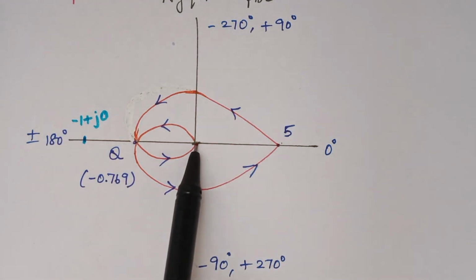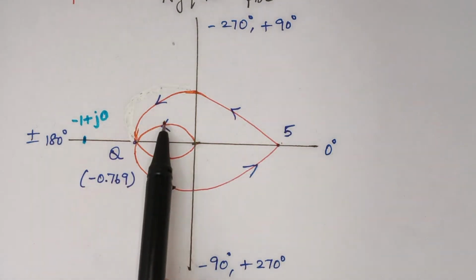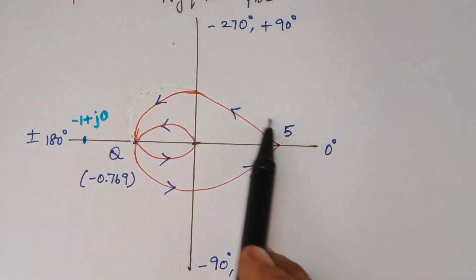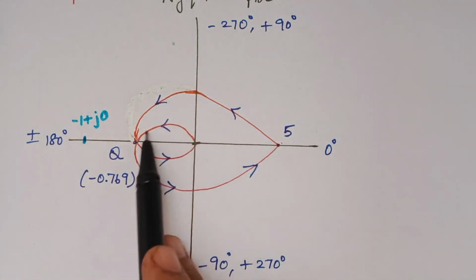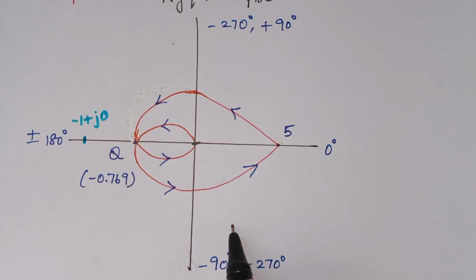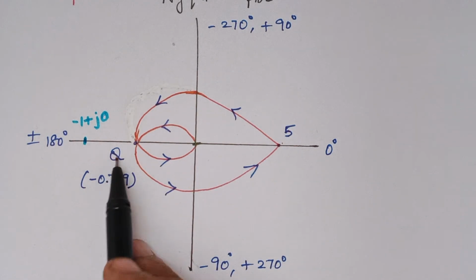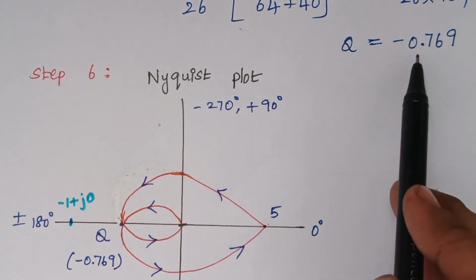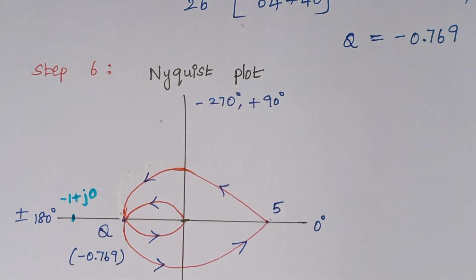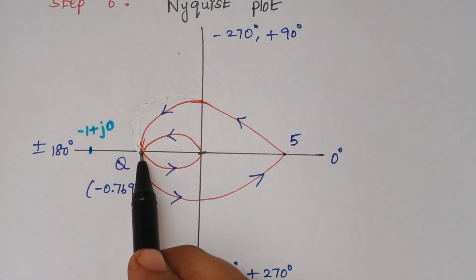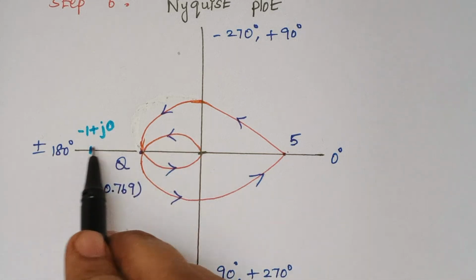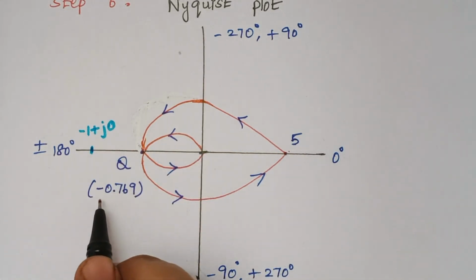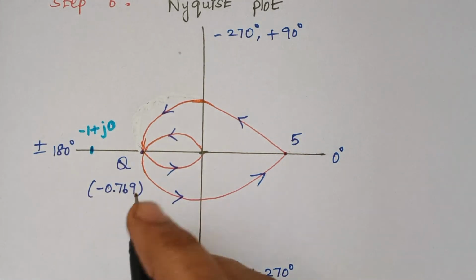You see, the direction of rotation is anti-clockwise. So you have to mark the arrow marks accordingly. It should be in anti-clockwise, right? And here we had found out the value of q. Q is nothing but minus 0.769. So here, this is the value. Okay, this intersection point on this negative real axis is minus 0.769, right?